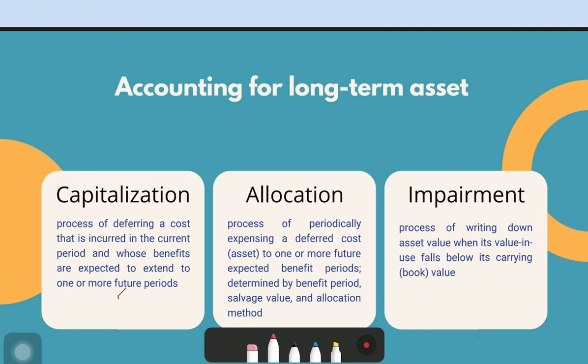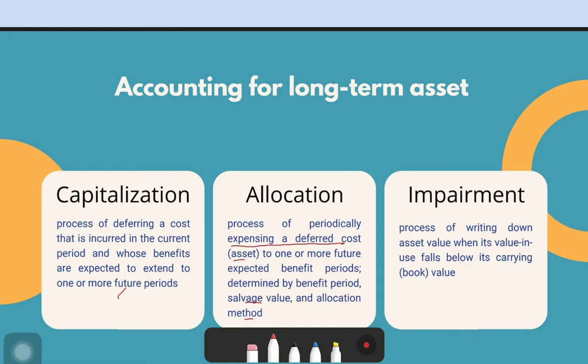Alright, number 2 is allocation. Allocation is a process of periodically expensing a deferred cost, the cost of an asset, to one or more future expected benefit periods, determined by benefit period, salvage value and allocation method. So here you are determining what are the methods of depreciation used by the company for the tangible or fixed assets. What is the useful life, what is going to be the salvage value after its useful life. Alright, so those are the process of allocation when you are valuing your fixed assets.